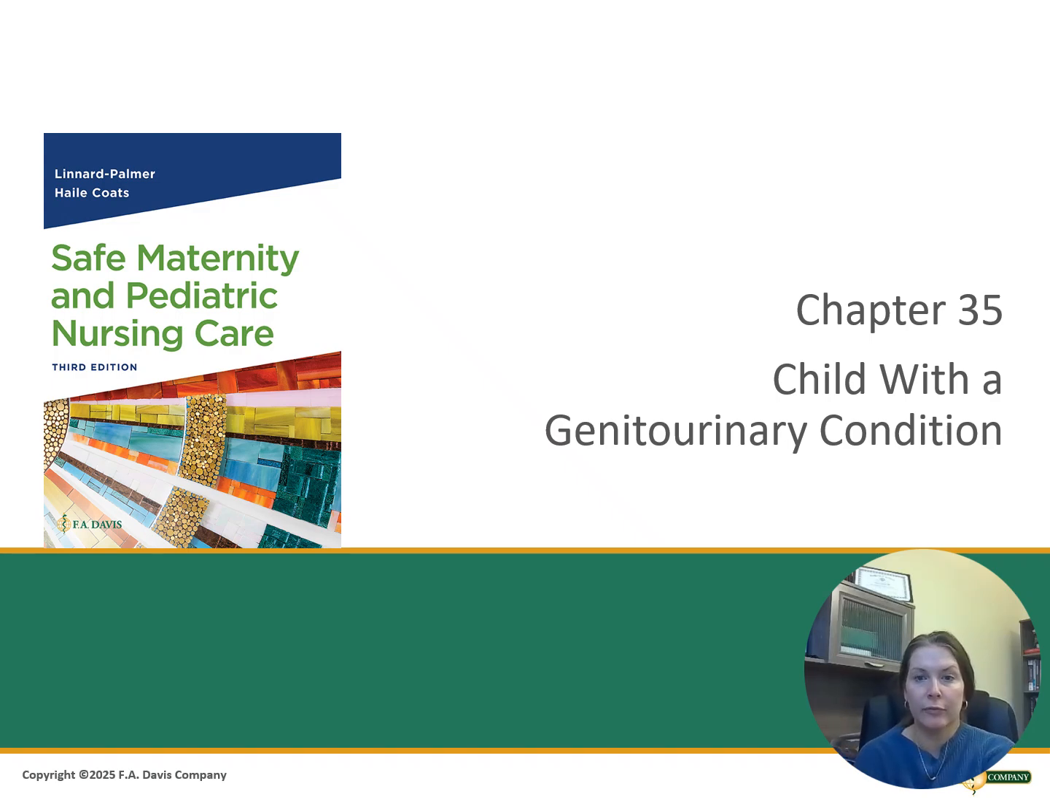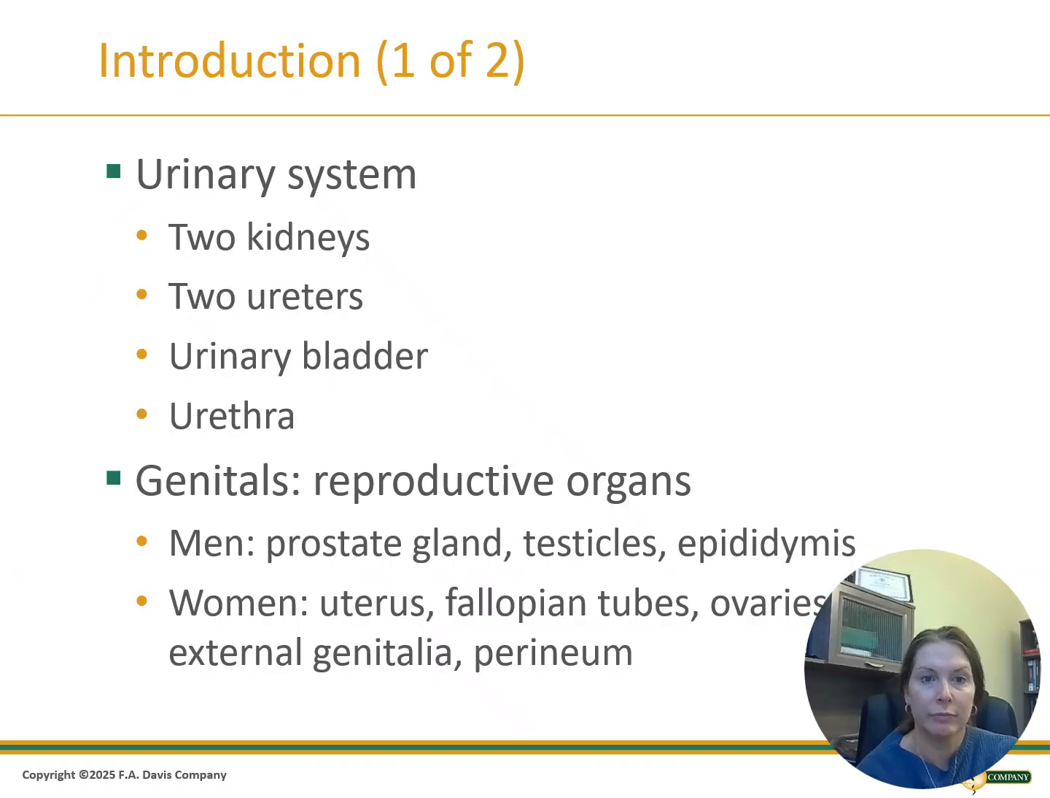Okay, so here's our lecture for the child with the genitourinary condition. This is going to be chapter 35 in your book. So we are going to first review some anatomy. So our urinary system, we have 2 kidneys, 2 ureters, the urinary bladder, and then the urethra.